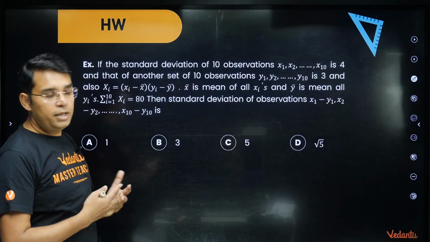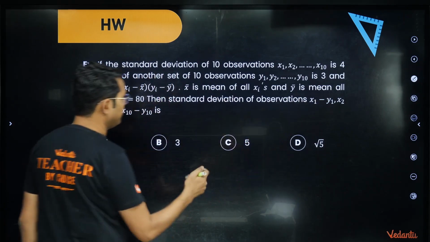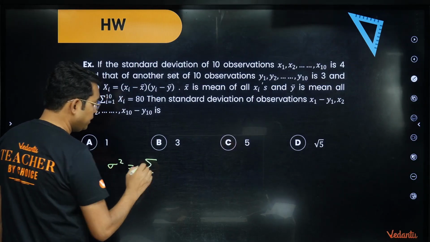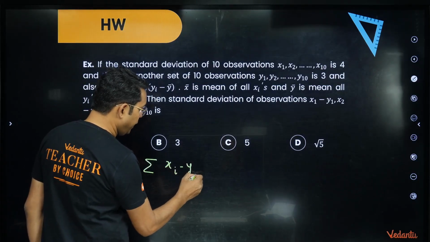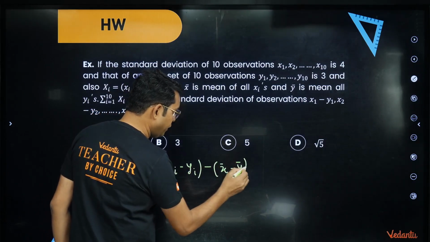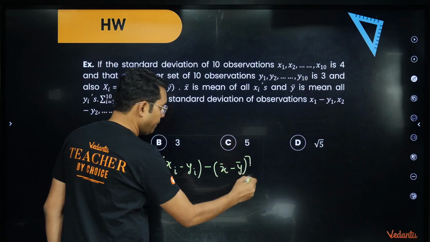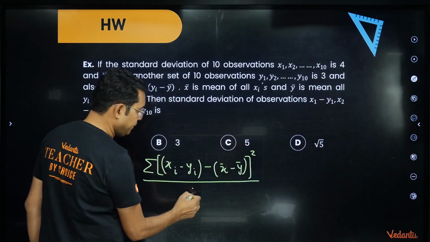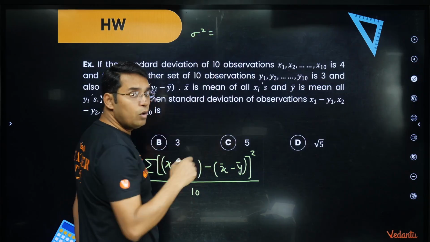So dear students, here what we can do, if you are looking for the standard deviation of this thing, so what will be the standard deviation? Please understand, we can write it directly with the formula: each data, that is xi minus yi, minus their average, which will be average of xi's minus average of yi, whole square, divided by 10.